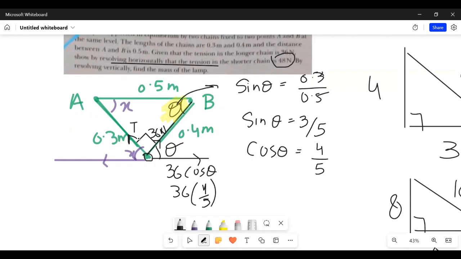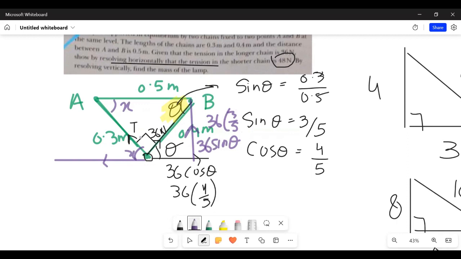And this component would be 36 sine theta. So instead of sine theta, I can use 36 times 3/5. Now the advantage of this method is that I don't have to use long decimal values. I can just use the fraction.